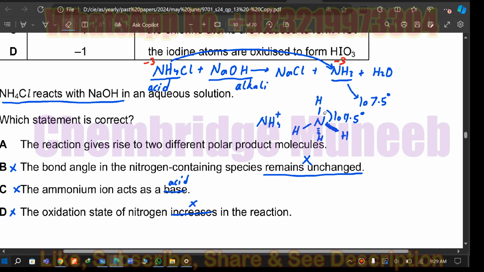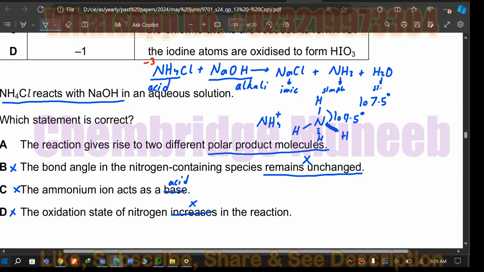Now comes the option A, the reaction gives rise to two different polar product molecules. So to find this we need to check the products given here, the NaCl plus NH3 and H2O. Okay, now polar product molecules. Here this is an ionic compound, this is a simple molecule, and this is also a simple molecule, and it says molecules and as polar.